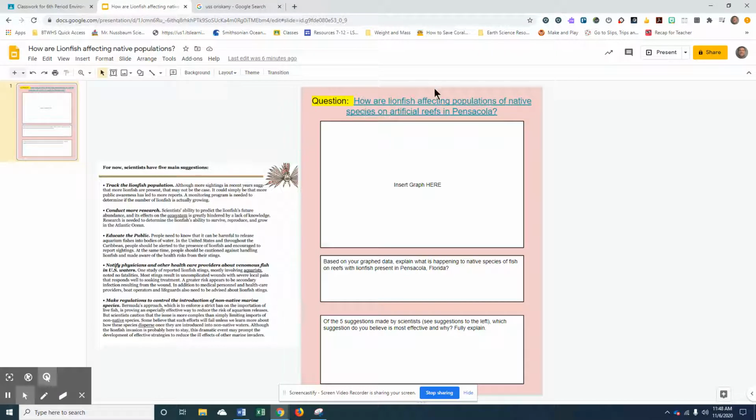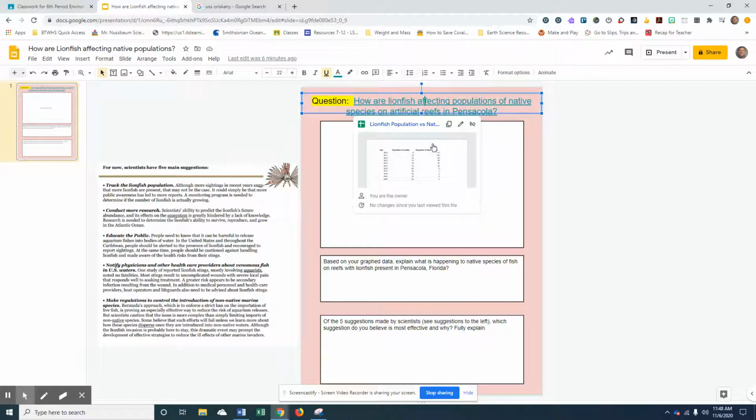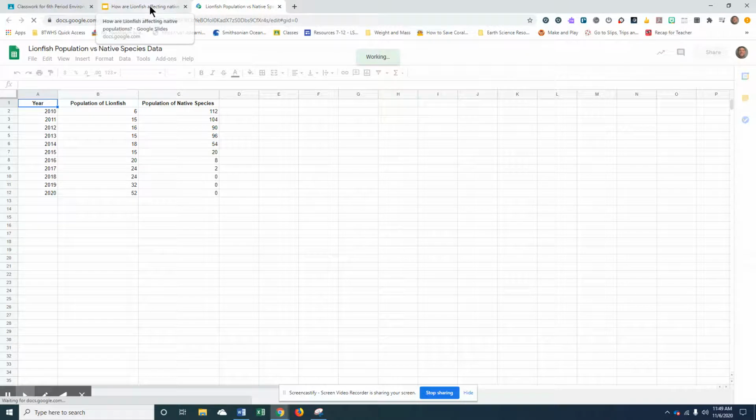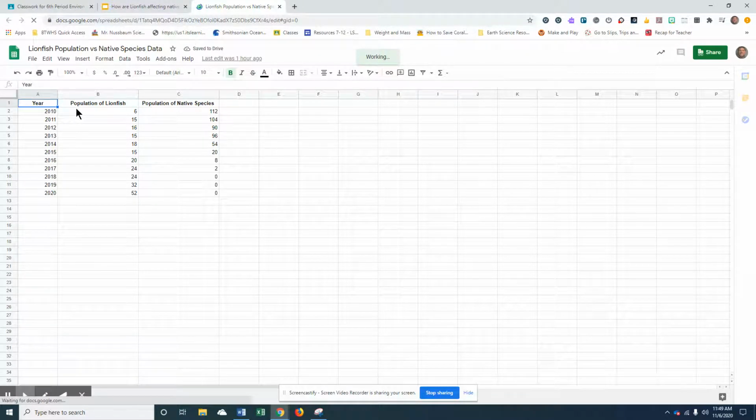So what you need to do here, first off, is click on the question, and once you click on it, it should send you to a link that looks like this. Okay, and that is a Google Sheet. For those of you who've never used Google Sheets, it's essentially a way to input data easily. And I want us to look at this because this is what we're getting ready to graph.